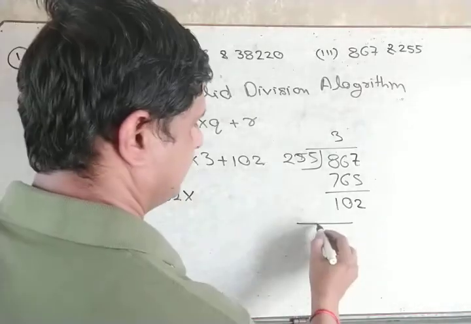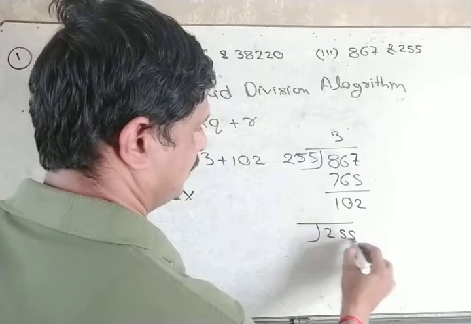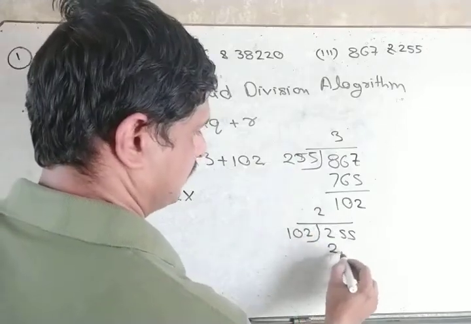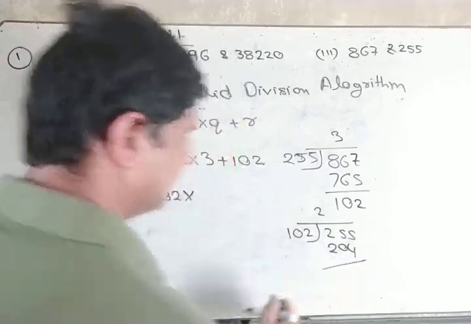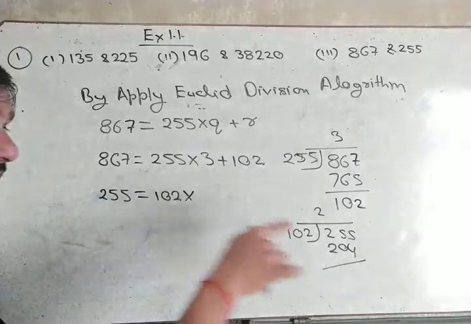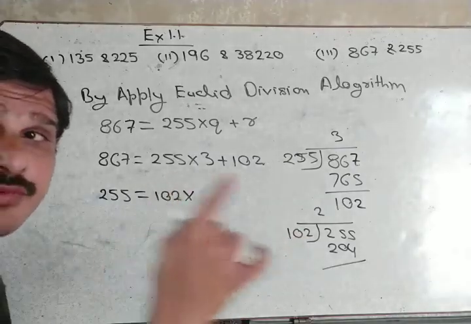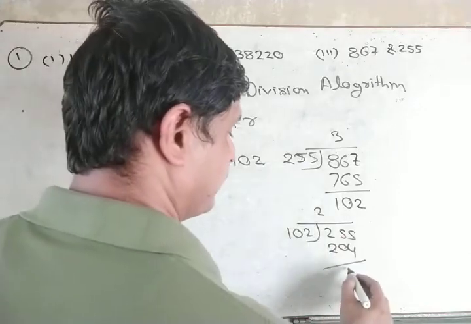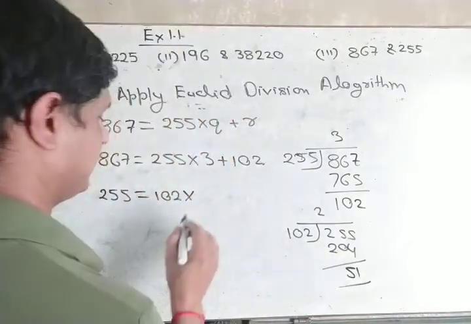Let us divide for you, 2 times. Sometimes you can do it by heart, but even then I am doing it because some of you may feel difficulty. So what you will get? 51.